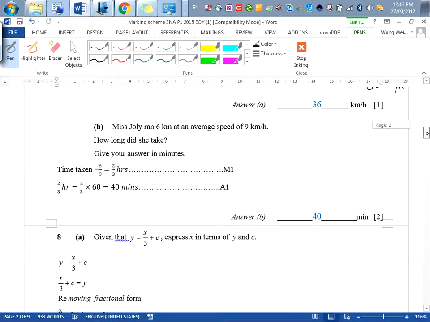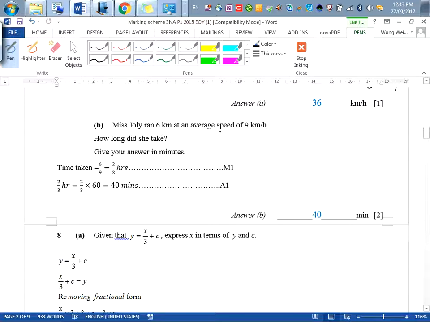Part B, ran an average 6 km, average speed 9 km per hour. How long did she take? Okay, straightforward, 40 minutes. You can use your DST, and we can use this because effectively this is a constant speed. We are assuming no changes in the speed.